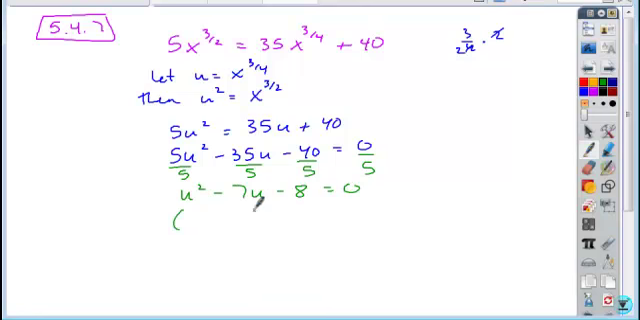And so if we do that and then we look to solve by factoring, first terms are u. The second terms are the two factors of -8 whose sum is -7. So -8 and +1. That gives us two possible values for u. And so because we used this u substitution, we do need to plug it back in. So we take x to the 3/4, set that equal to 8.